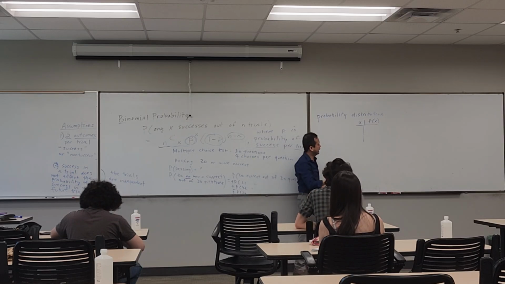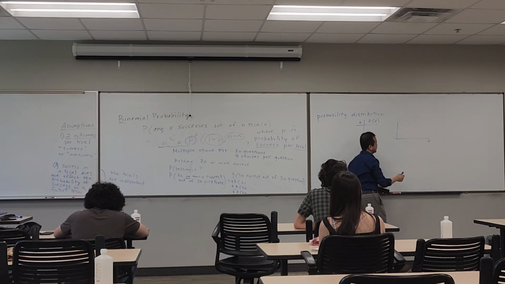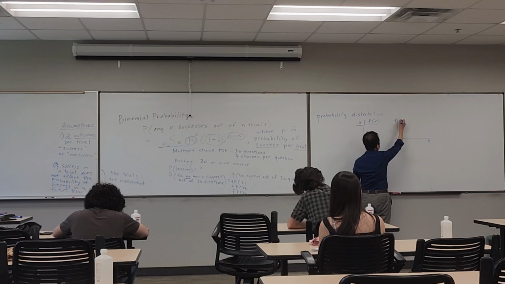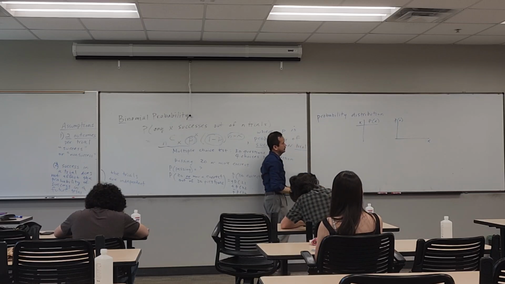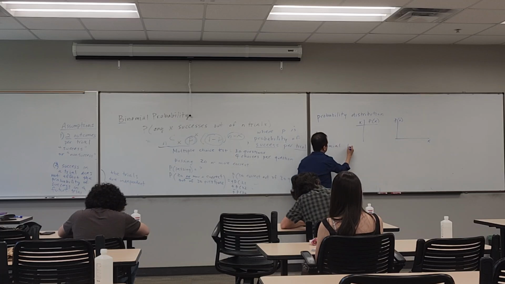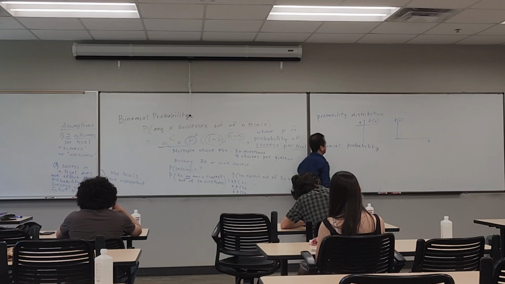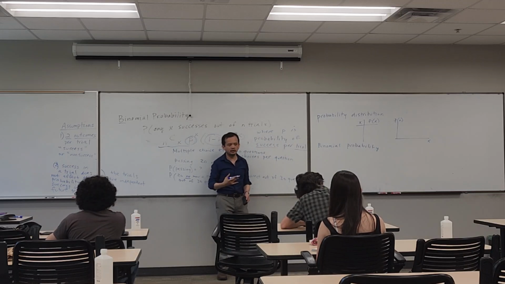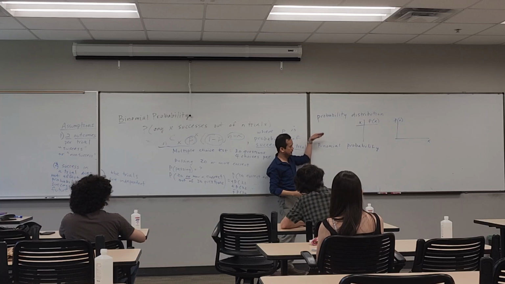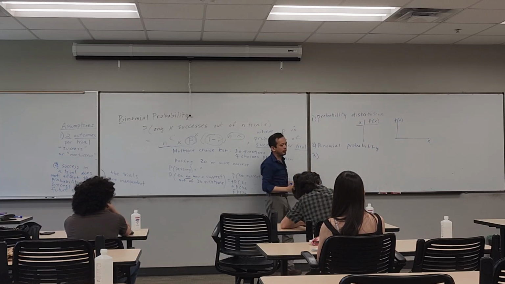We can also represent it as a graph where the variable is on the x-axis and the probability of each variable is on the y-axis. So it's a probability distribution. And then we talked about a binomial probability just now. So now the next concept we're going to talk about is going to merge these ideas. So the third concept we'll talk about is a binomial probability distribution.